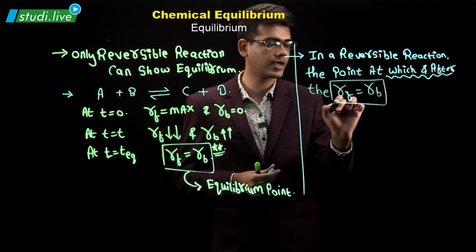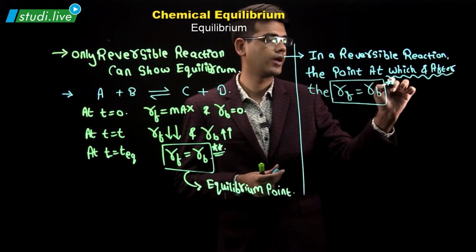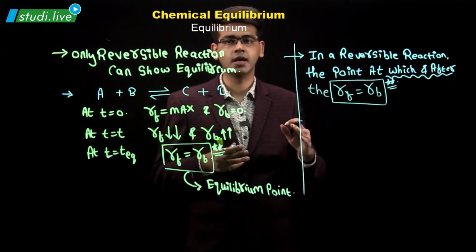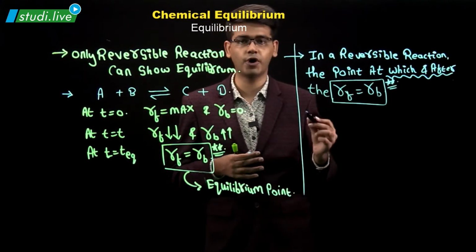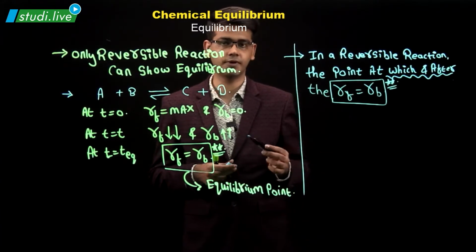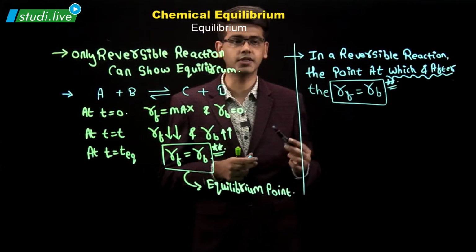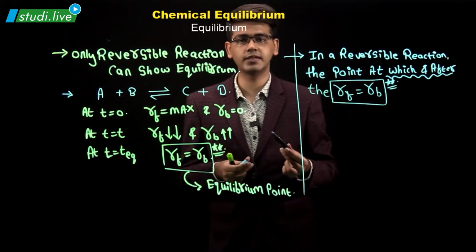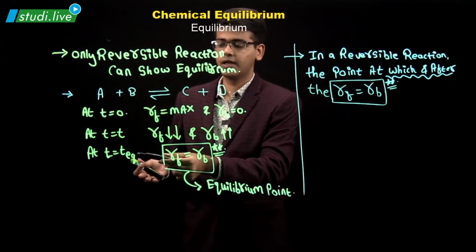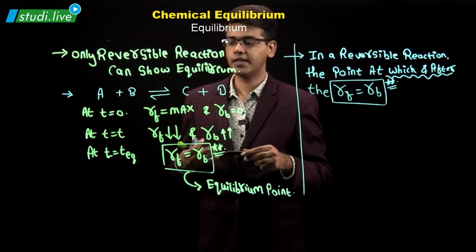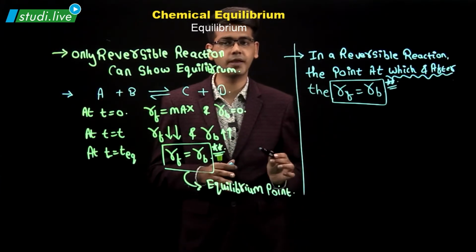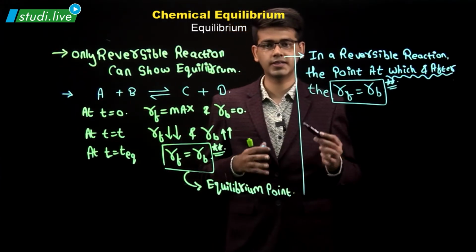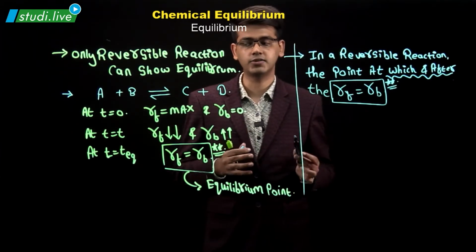It does not mean that once the equilibrium point has been achieved, the rates will start to increase and decrease again. It is not that case. Once the equilibrium point has been achieved in a reversible reaction, at that point and after that point, say after TEQ, at TEQ plus 1 time, the rate of forward reaction will still be equal to the rate of backward reaction, and we say equilibrium has been achieved.